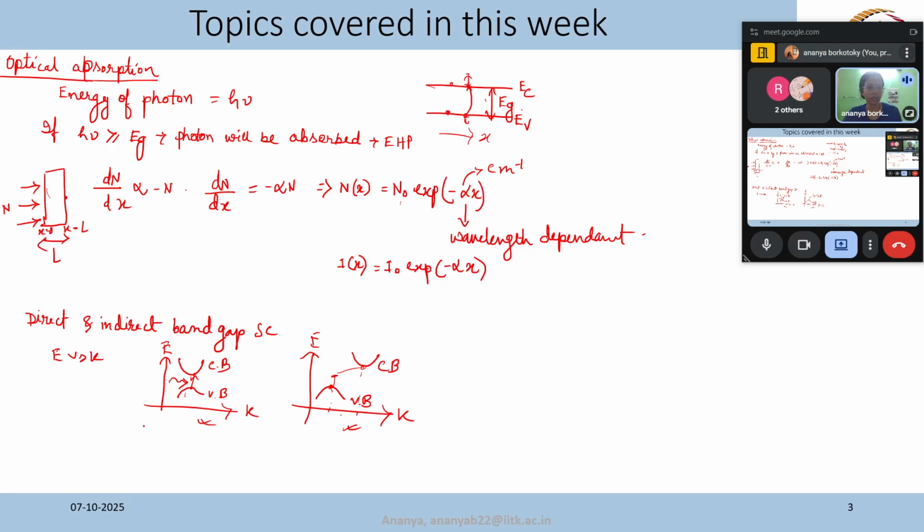And in the case of a direct bandgap semiconductor, whenever a photon hits, if it has higher energy than the bandgap, it can be converted to an electron and hole pair. So the optical absorption is more efficient in a direct bandgap semiconductor compared to indirect bandgap semiconductors.